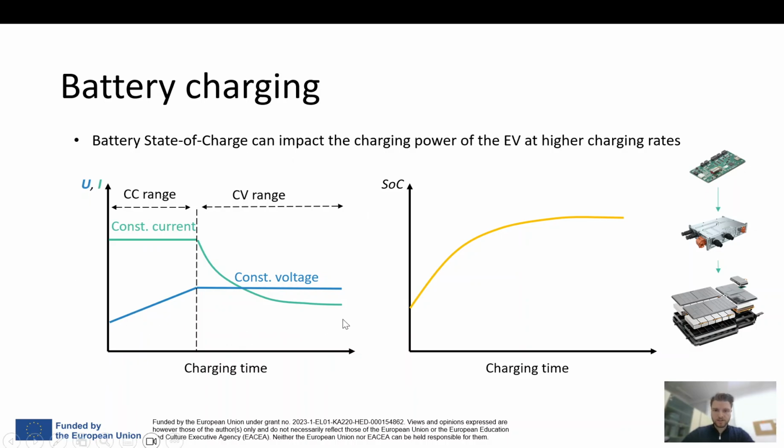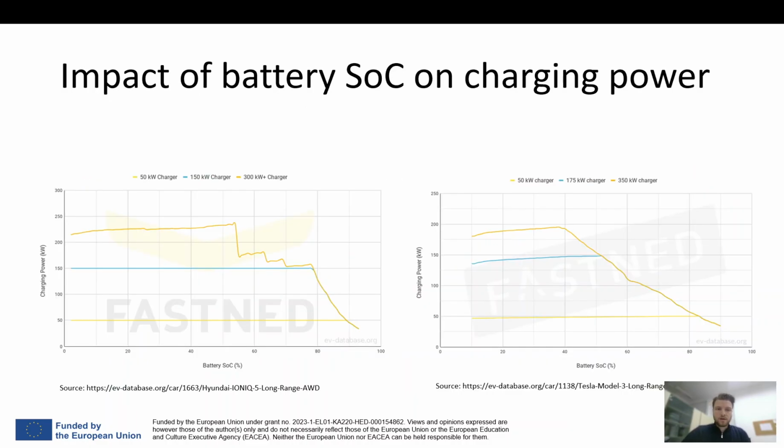Why are we seeing this? Because it means that the power that the electric vehicle draws from the electric vehicle supply equipment may not essentially be constant across time. And this depends on the internal charging logic, guided by the battery management system in coordination with the onboard charger of the electric vehicle. This is most significantly seen on this slide.